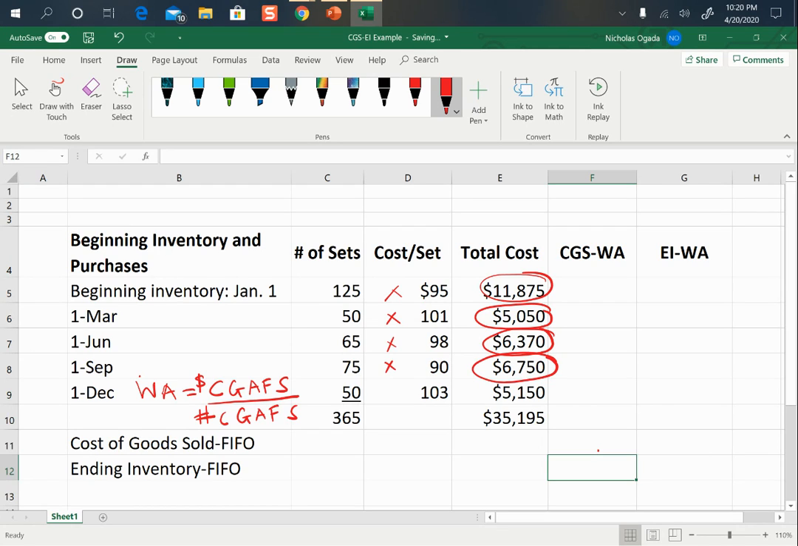And then on September 1st, they bought 75 units at a cost of 90. That gives us a total cost of 6,750. And then on December 1st, they bought 50 units at a cost of 103, and that gives us a total cost of 5,150. So in terms of the dollar value, the cost of goods available for sale for this period is 35,195 if we just sum up all those extensions. And then in terms of units, our total unit count is 365.